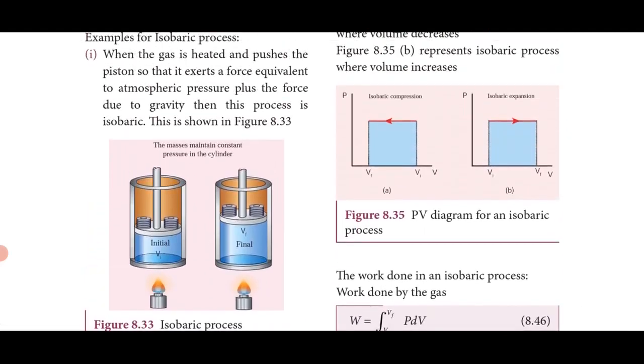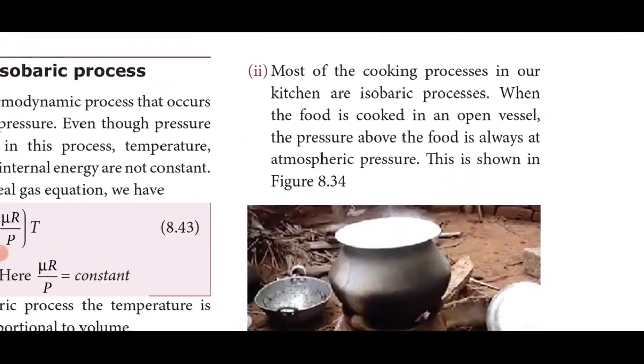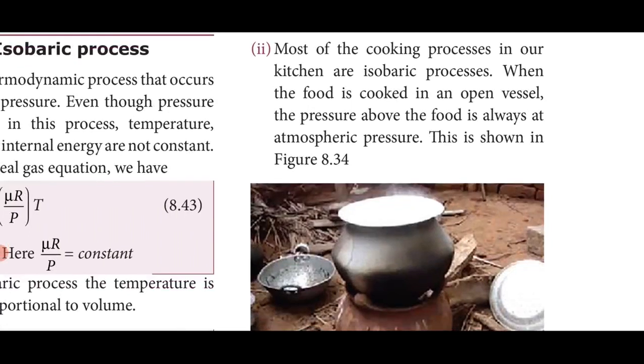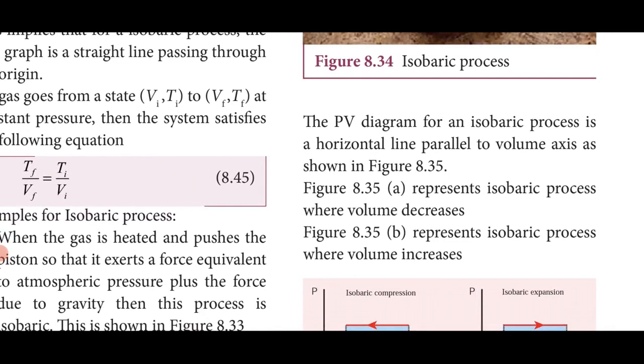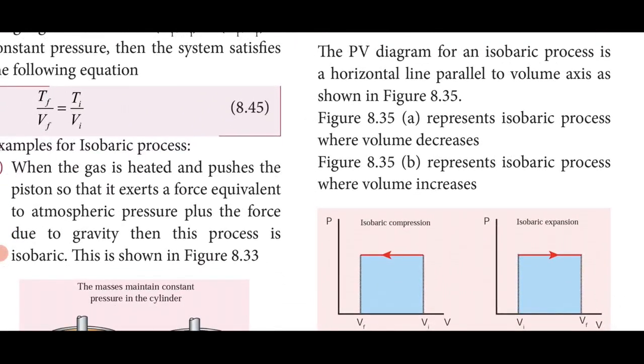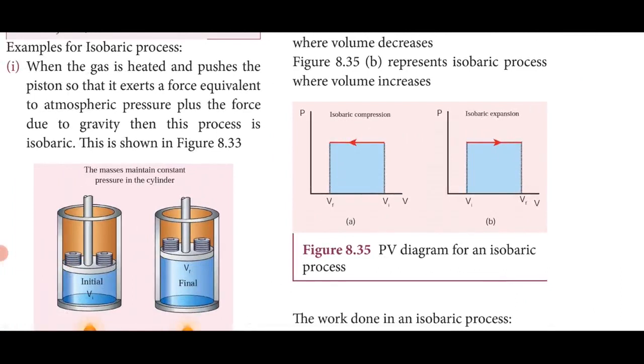That is given here through the diagram. The second example is that most of the cooking processes in our kitchen are isobaric. When food is cooked in an open vessel, the pressure above the food is always atmospheric pressure. So this is an example of an isobaric process. The PV diagram for an isobaric process is a horizontal line parallel to the volume axis, as given in figure 8.35.